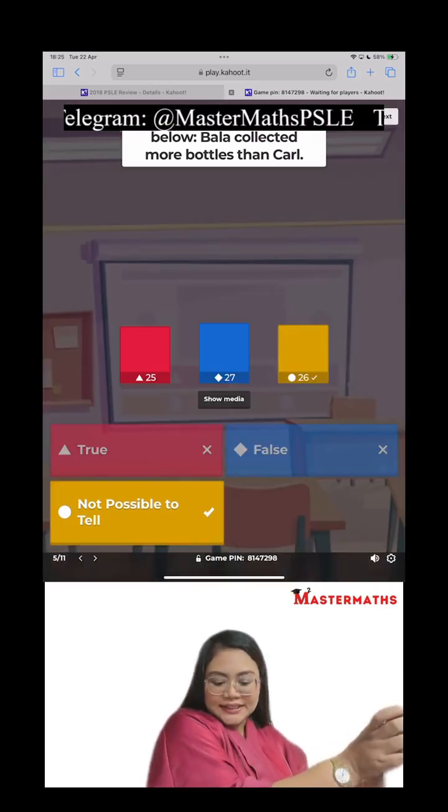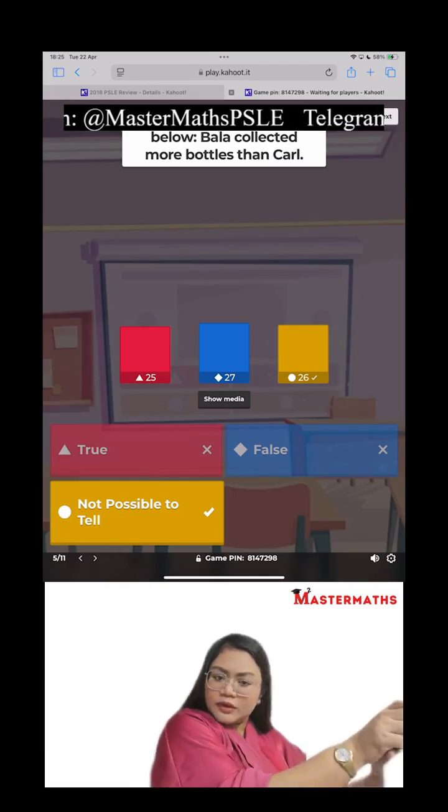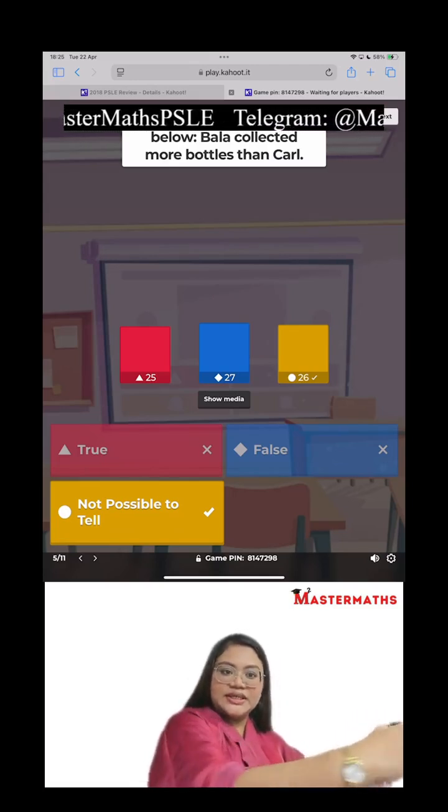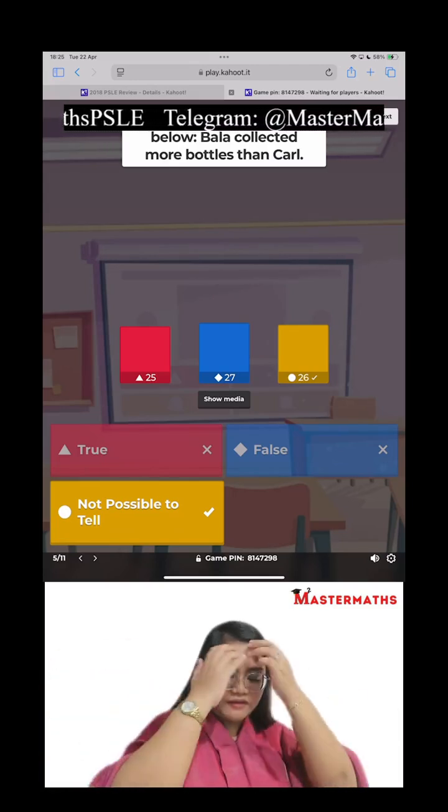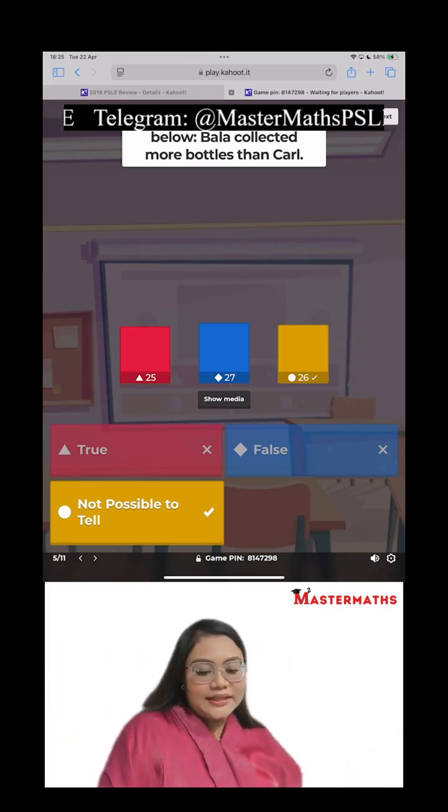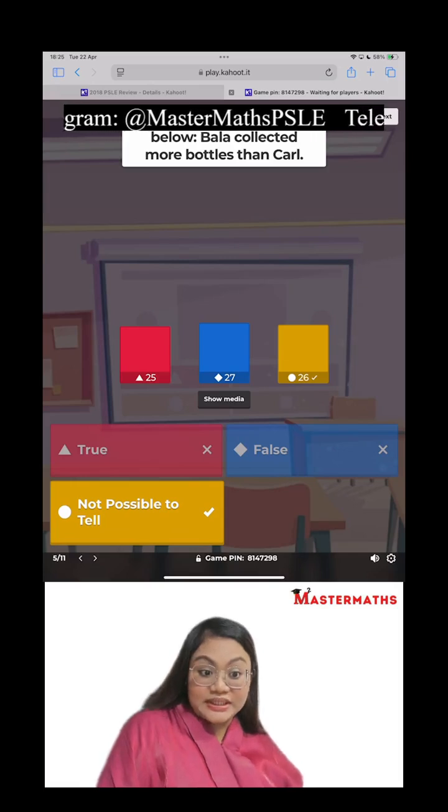Right. Okay, this one. Wow, today is really quite interesting. There's really quite a balance of answers here. Now, the correct answer is not possible to tell as well.